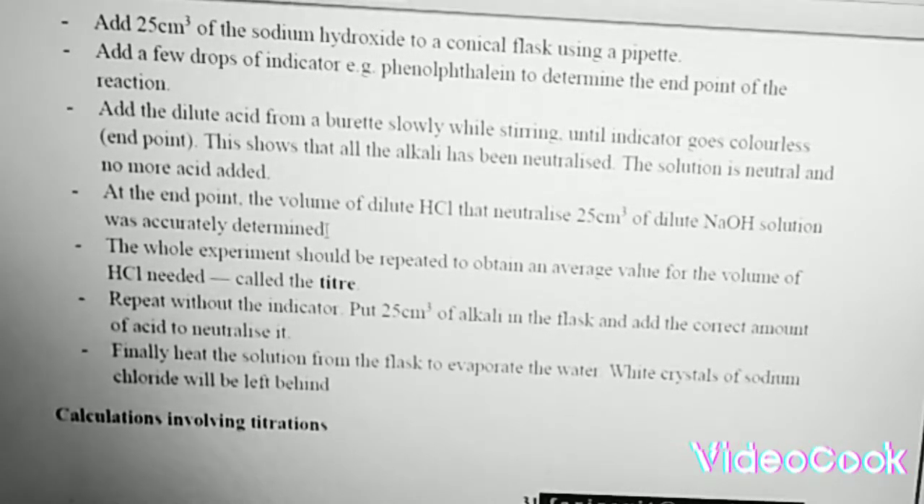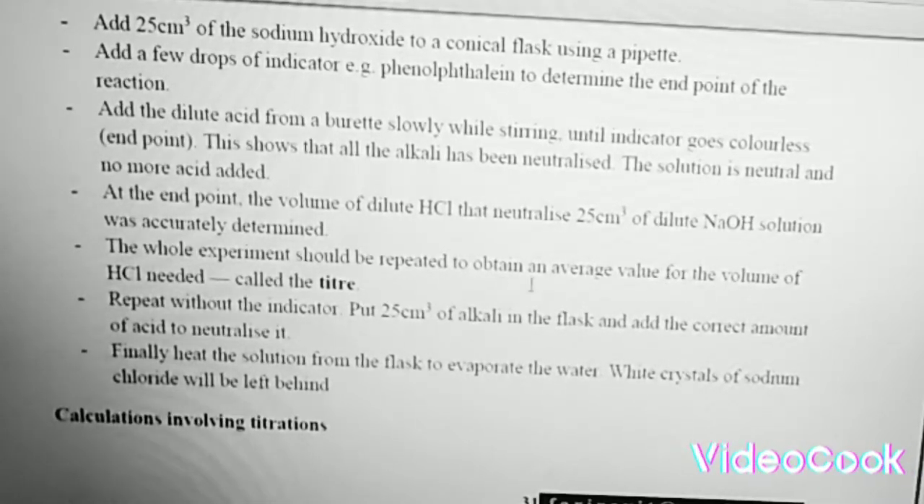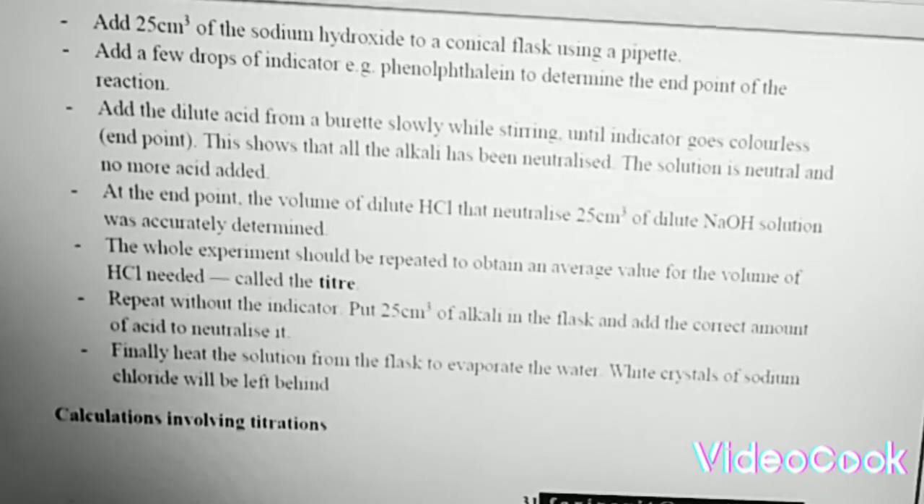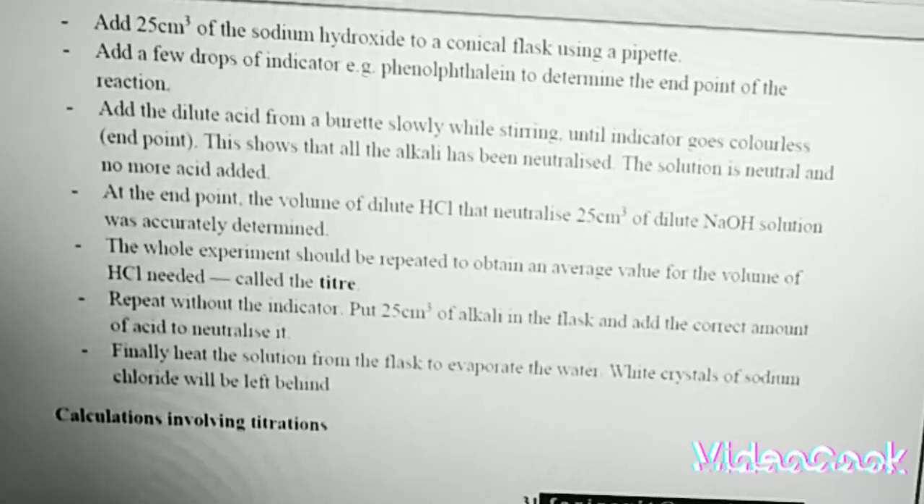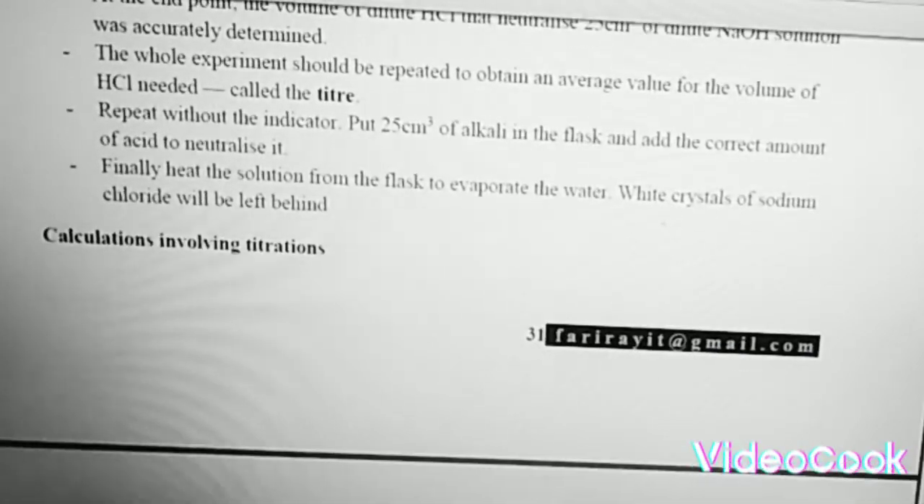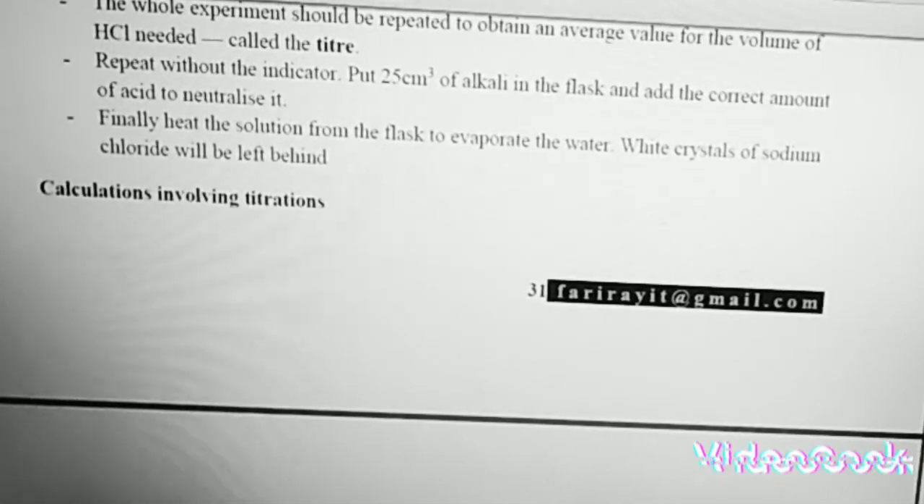centimeters of sodium hydroxide. Now, the whole experiment should be repeated. Why are we repeating it? To obtain an average value of the volume of hydrochloric acid needed, called the titre. So, when you're doing experiments, you don't just do one experiment and then give a conclusion. You repeat this maybe 5 times. After repeating the same process 5 times, you can now take the average of all the volumes that you got and work with the average, right?